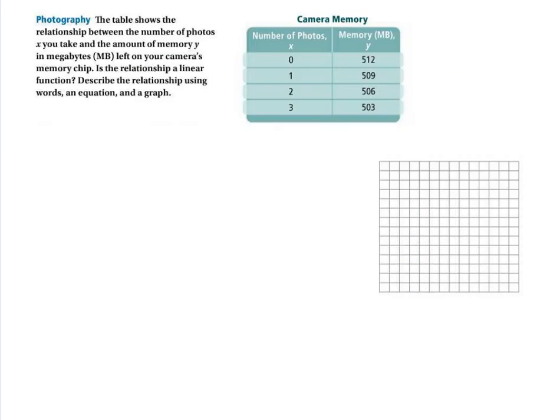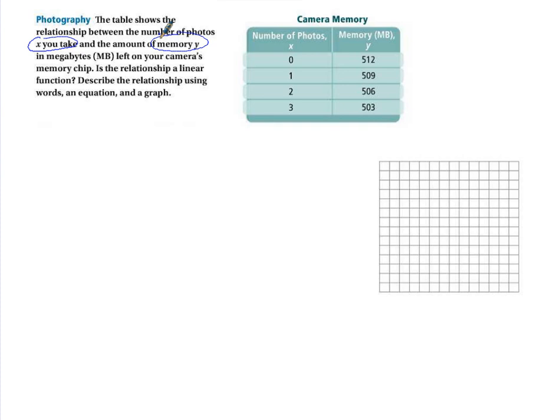Okay, another problem that's very similar to the ones that we've been doing. The table shows the relationship between the number of photos you take and the amount of memory in megabytes left on your camera's phone. And they're actually telling you the photos you take is X and the memory left is Y. So they're giving you a little advantage there. You don't have to think about which variable is which. But I would rather you thought about it, so we'll talk about it too.